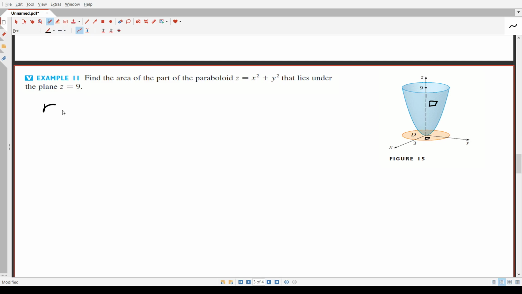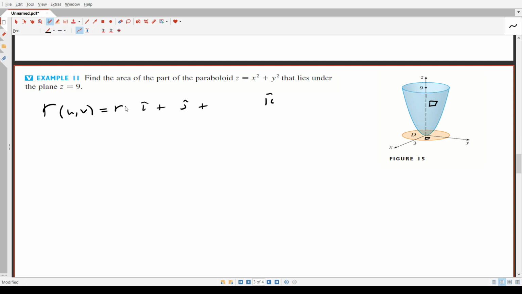So I have r of u and v equals. Here I could do this just like this. I could just do u i plus v j plus u squared plus v squared k. And this would work, except I'm going to eventually have to switch it to polar coordinates to do this integral. So I'm going to go ahead and do that now instead. So instead of doing u squared and v squared, I'm going to do this in terms of r and theta. Because I see x squared plus y squared, that makes me think polar coordinates.